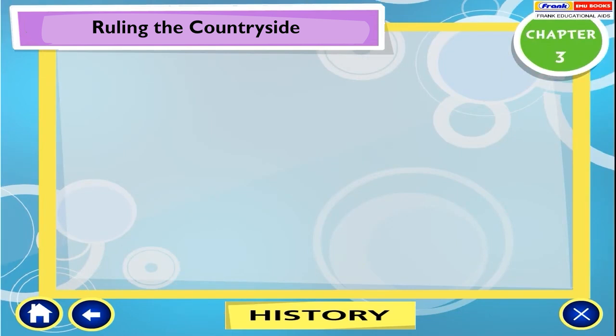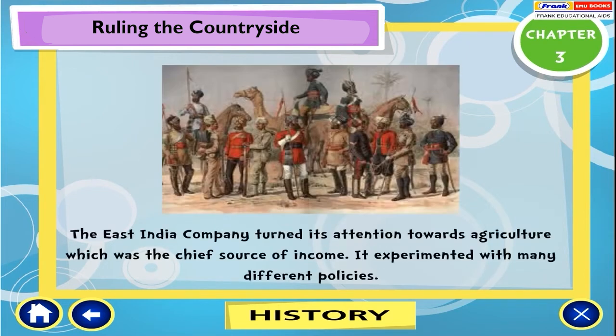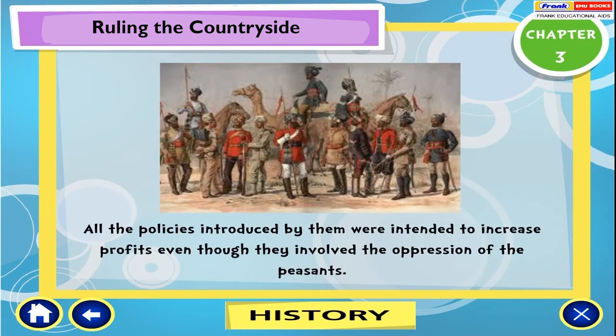Rural life under the British rule. The British were firmly established in India, and their main interest lay in the maximization of their profits. The East India Company turned its attention towards agriculture, which was the chief source of income. It experimented with many different policies. All the policies introduced by them were intended to increase profits, even though they involved the oppression of the peasants.